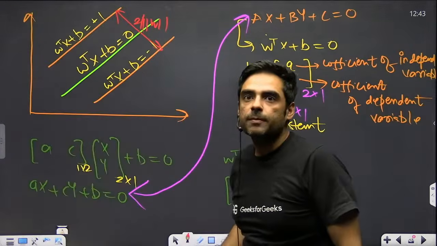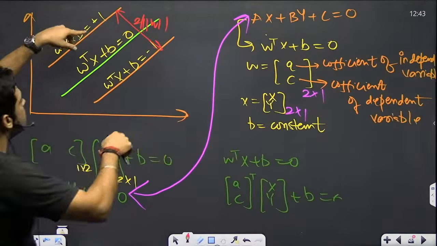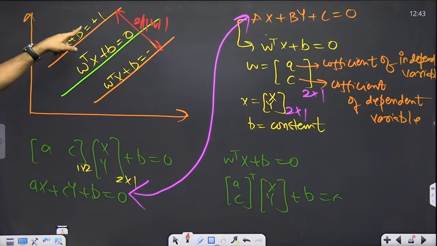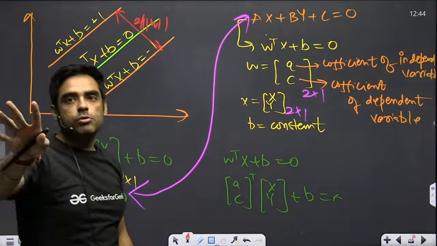Why 2? This distance would be 2 because I've assumed weight transpose into X plus B equals to +1 for the positive support vector, and -1 for the negative. So here the margin would be 2 upon norm of vector.